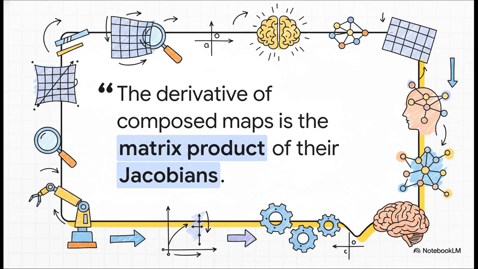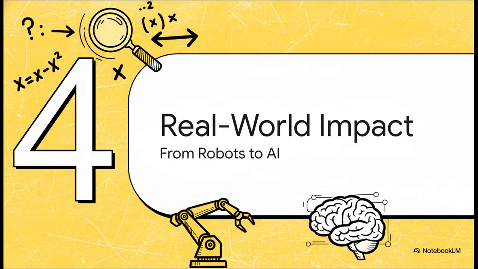Well, the chain rule says you can find this by simply multiplying the Jacobians of every single layer together. This whole process is called backpropagation, and it is the engine of modern AI. Full stop. So let's bring it all back to the real world and just look at the incredible range of places where this powerful tool is working for us right now.